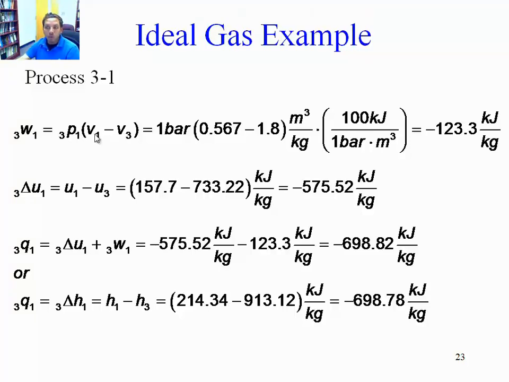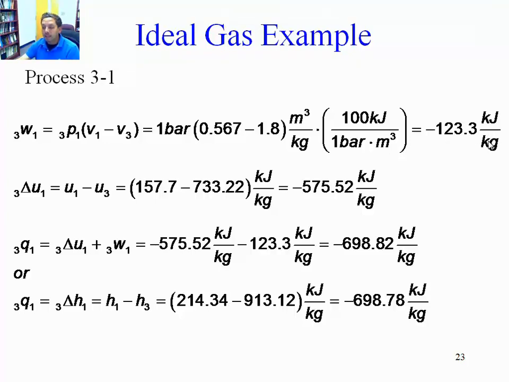The final volume is V1, the initial volume is V3. Remember that we're going from 3 to 1, so final is 1, initial is 3. Pressure is 1 bar. Volume goes from 1.8 to 0.567, so this is a contraction process. We expect a negative work. Again, the conversion of bars to kilojoules over meter cubed. We get minus 123.3 kilojoules per kilogram.